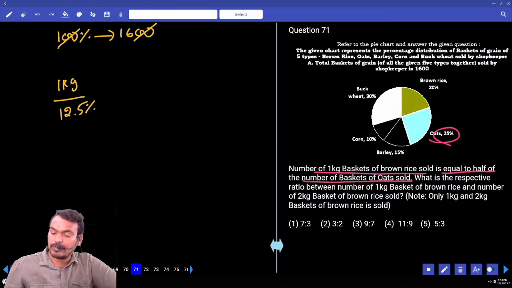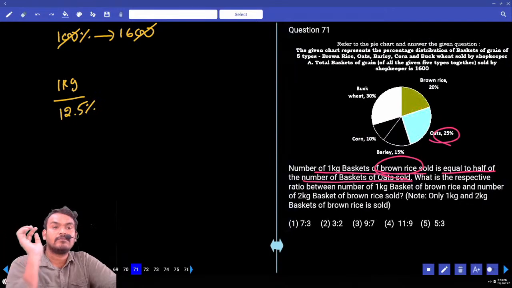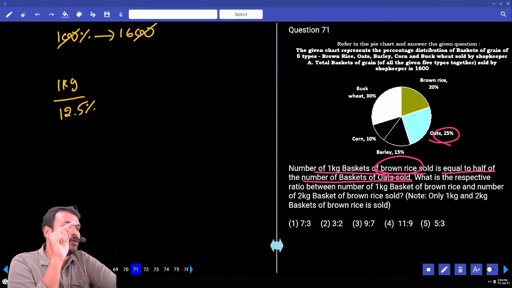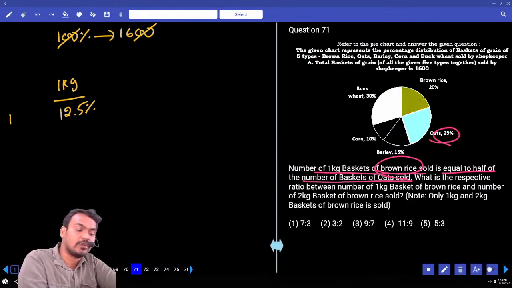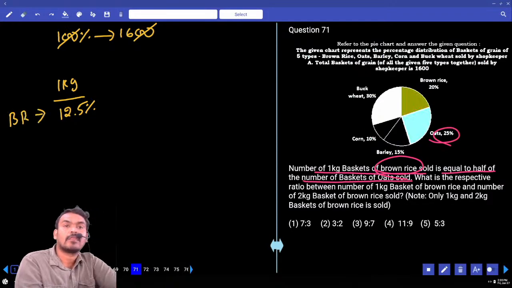1 kg value of which one? Brown rice or not? 1 kg value of brown rice is half of which one? Oats or not? What is the oats percentage? 25%. Half of 25 means 12.5. That 12.5 is the 1 kg value of which one? Brown rice, okay.